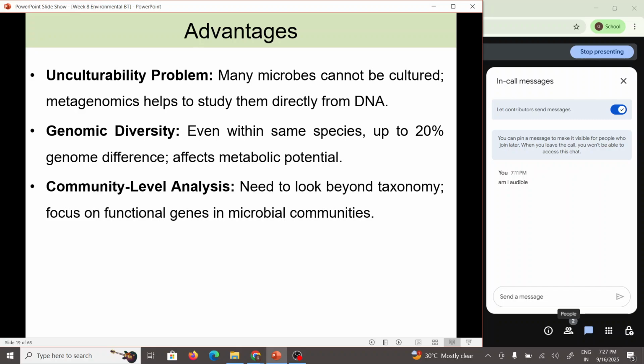So the primary advantage of using metagenomics is that it solves the unculturability problem. It allows us to analyze diverse microorganisms with different scales of genomic diversity. It also allows us to do a community level analysis and does not restrict our research to only identifying each of the particular microorganisms present.